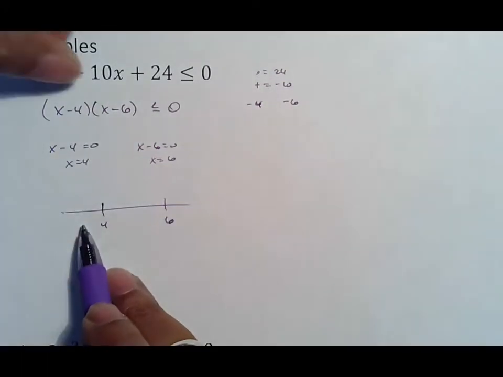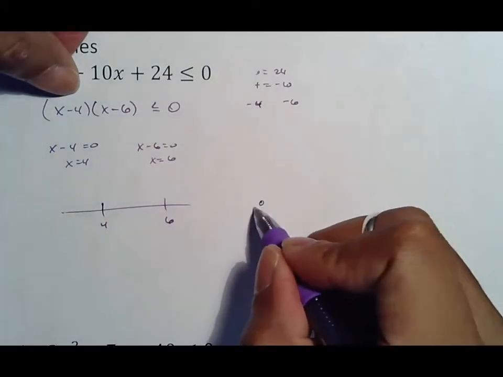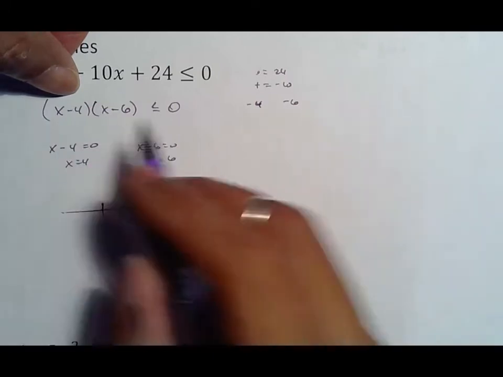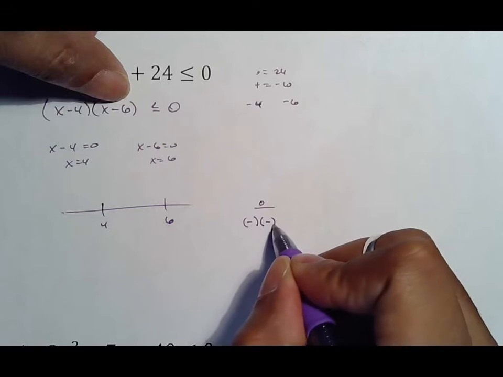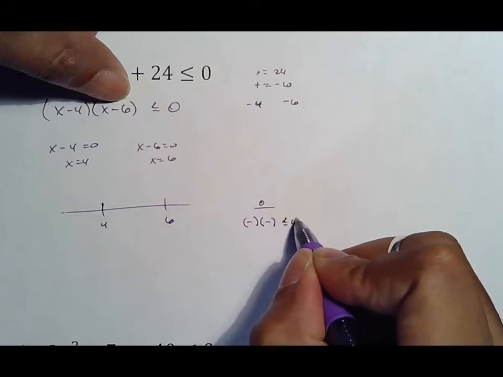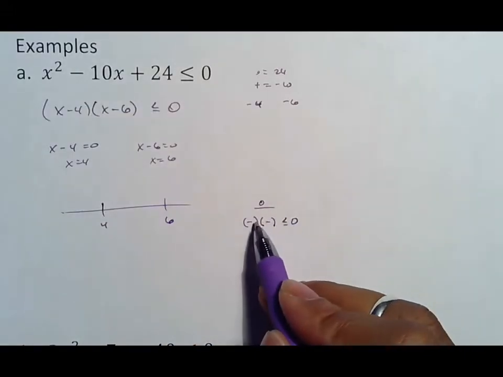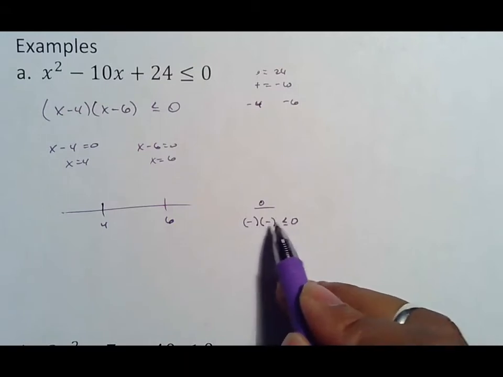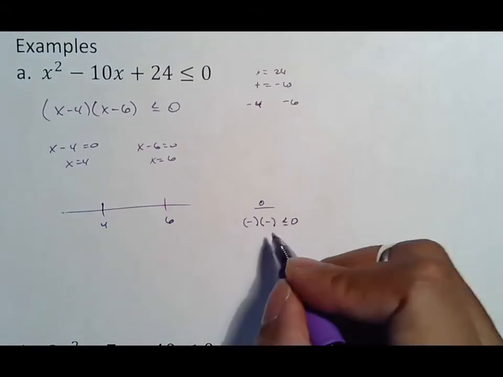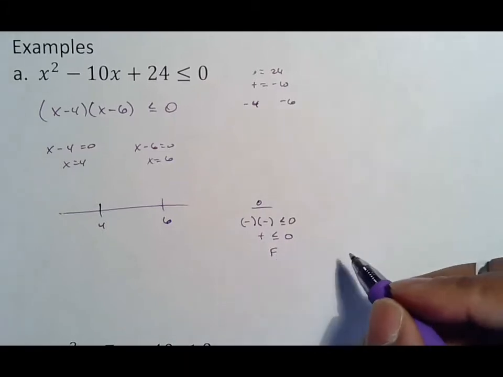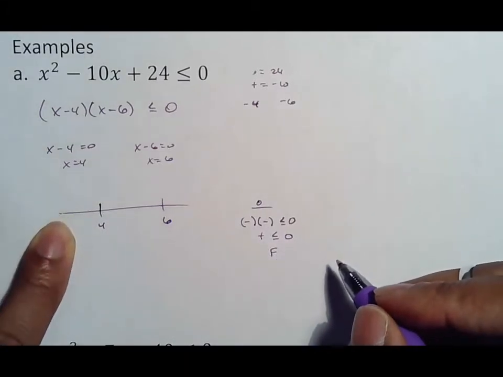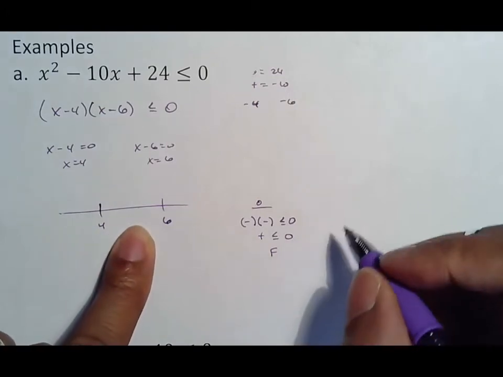If I were to take this and put a 0 in here, then I would end up with 0 minus 4, which is negative, 0 minus 6, which is negative, and that would be less than or equal to 0. Is a negative times a negative going to be less than or equal to 0? Not that I know of, because a negative times a negative is a positive, and a positive will never be less than or equal to 0, which is false. So that can't be your answer. Check a value here, which would be 5.